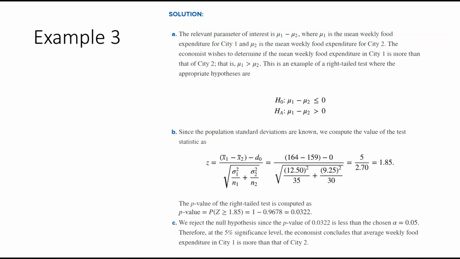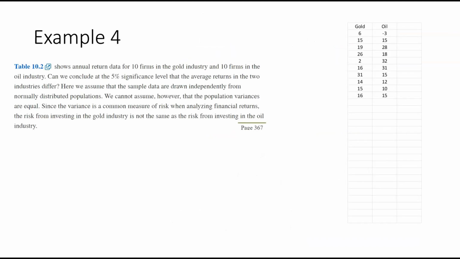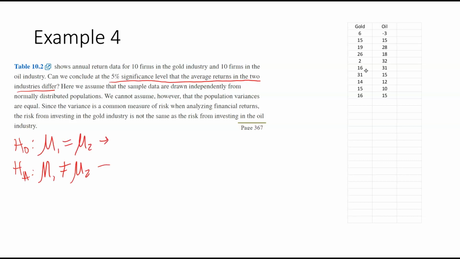And we'll do one more example here with Excel. So we've got these firms here, and we want to conclude at the 5% significance level that the average returns differ. So we want to say that they differ, so not equal to. So mu1 is not equal to mu2. That's what differ. So we can say that their difference is equal to 0, or that their difference is not equal to 0, and that is our claim.